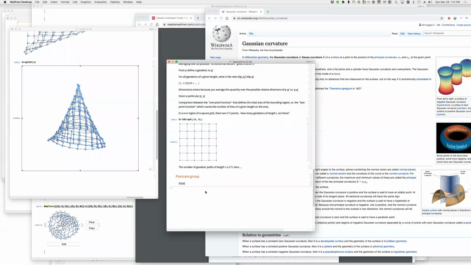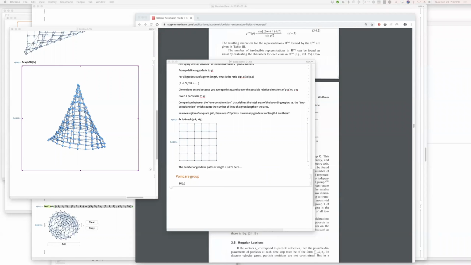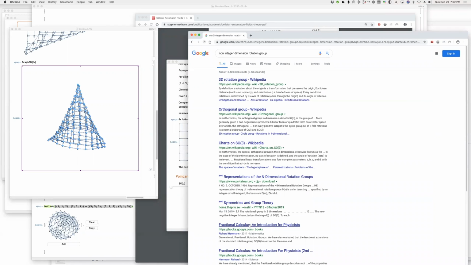Okay, hold on. SOD for continuous D. I happen to have once studied this thing in a different context. The only thing I know for sure is that the orthogonal polynomials are Gegenbauer polynomials, and those are definable for arbitrary D, not necessarily integer. What would I look up for rotation group in non-integer dimension? Okay. Fractional calculus.